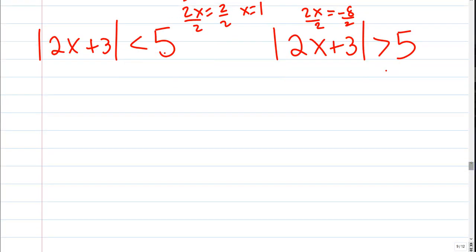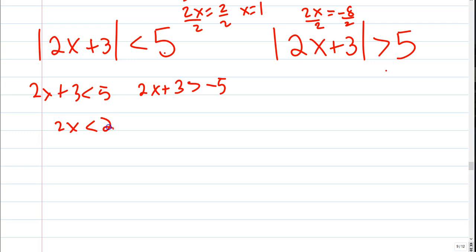Well, we already know it's going to solve the same way. So the 2x plus 3 is going to split and stay the same. We'll have less than 5, greater than negative 5. When I solve this, 2x is less than 2, so that x is less than 1. Subtracting that, 2x is greater than negative 8. Dividing, x is greater than negative 4.